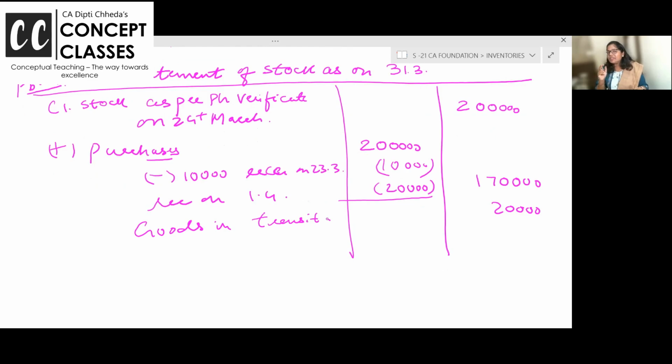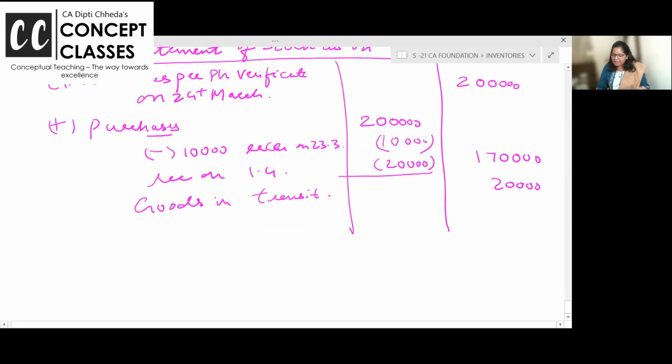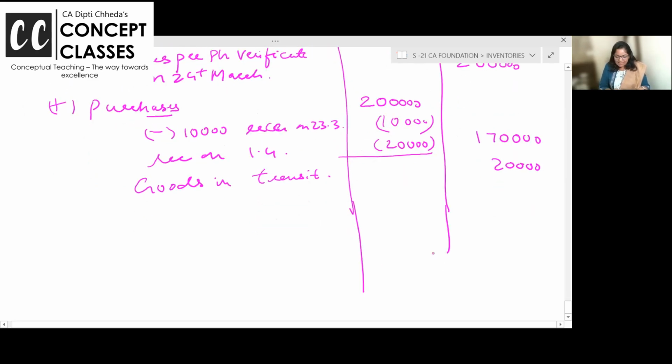Yesterday also we worked the problem like this. Out of 4 lakh, 2,40,000 goods were received late. But purchase hai na, so you have to include it. Even if you minus, add separately as in transit. Now comes sale. Remove the sales.